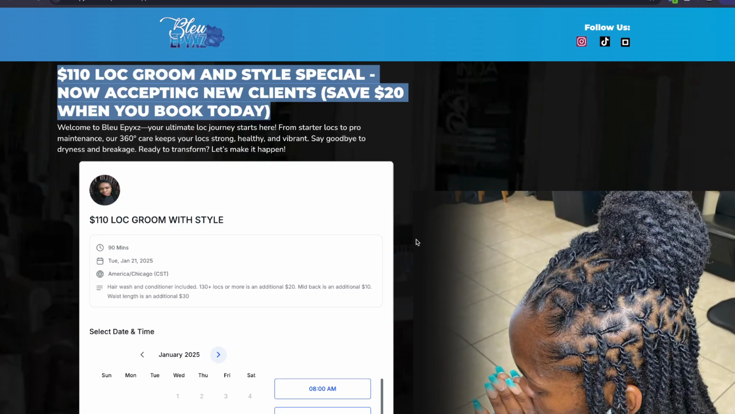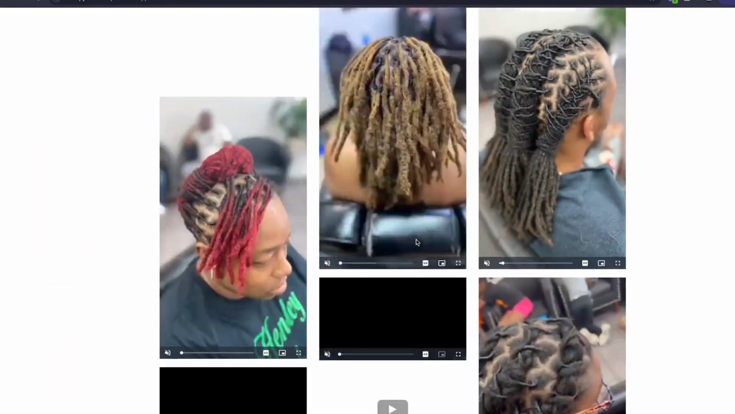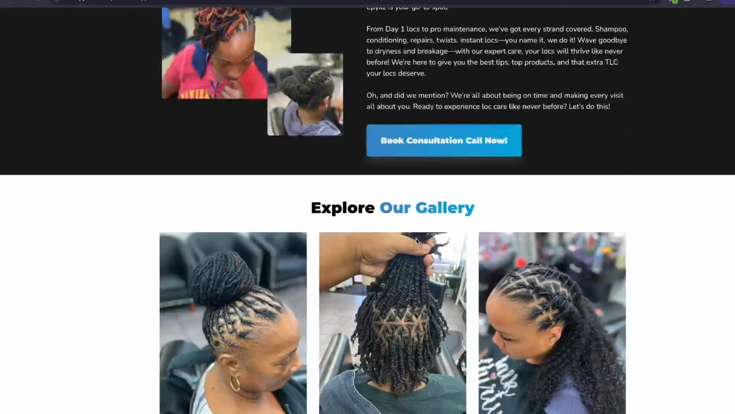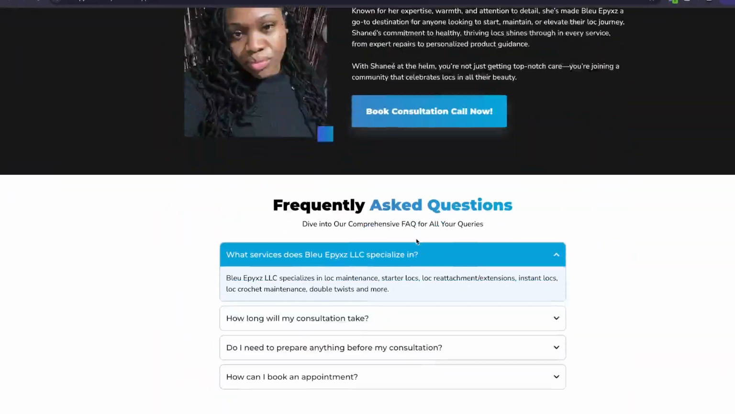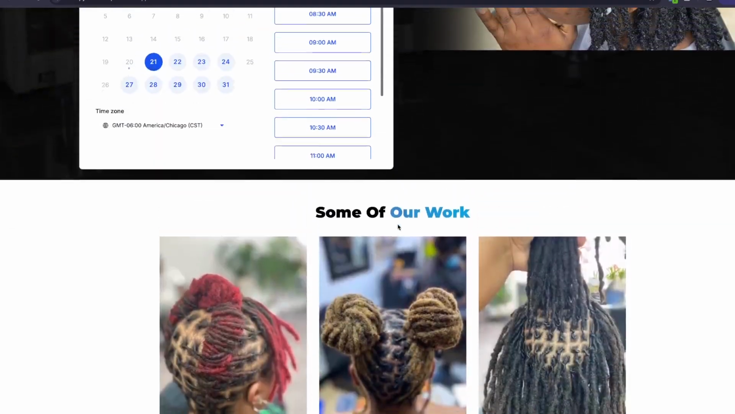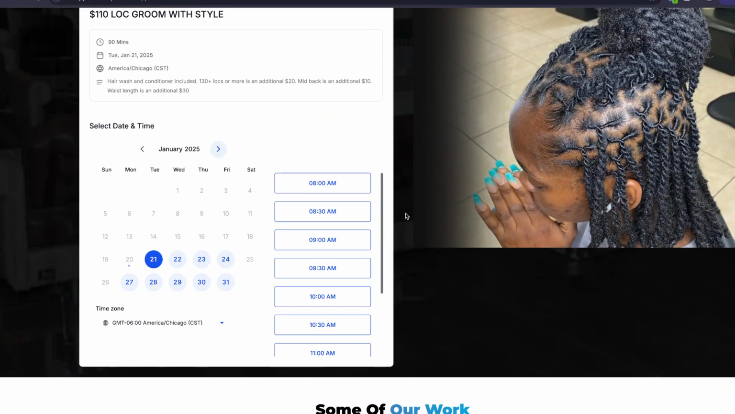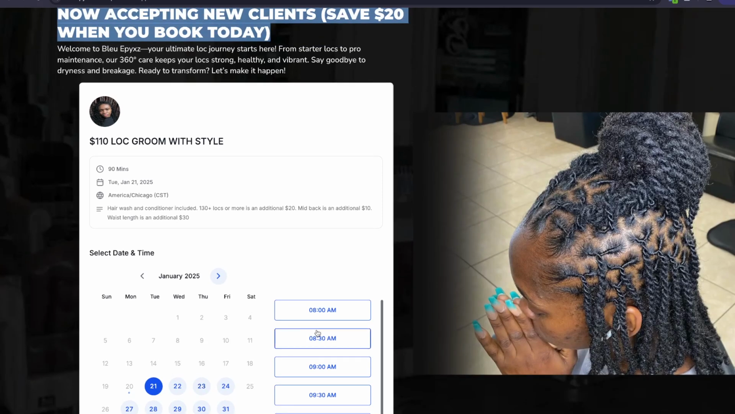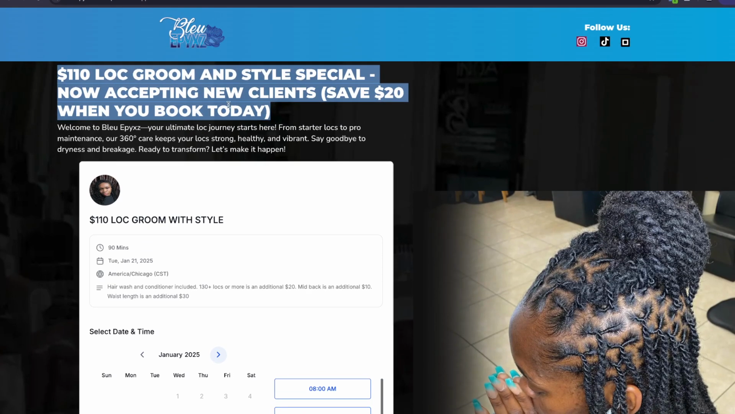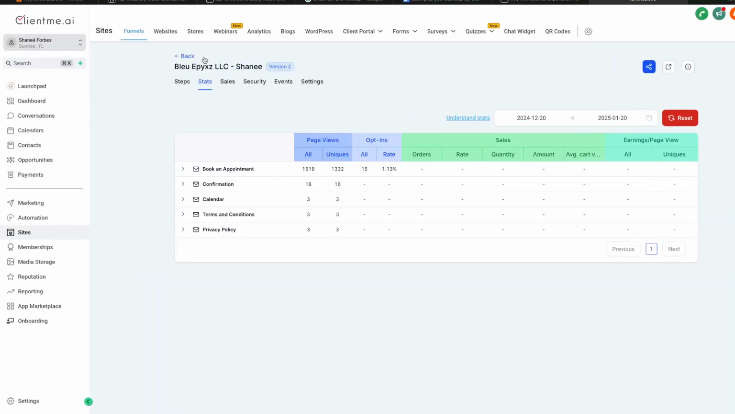So when they get here, it's a beautifully designed funnel, they get to see all of the work, info about the business, gallery, the salon owner, FAQ. Ideally, this is what a highly optimized funnel or website should look like. Then they can go ahead and book through on the calendar. Now on the back end, this is the back end of her account. We've driven about 1,300 individual people, a total of 15 bookings at a 1.1% conversion rate. So it means out of every 100 people that we send here, we get about one person booking.